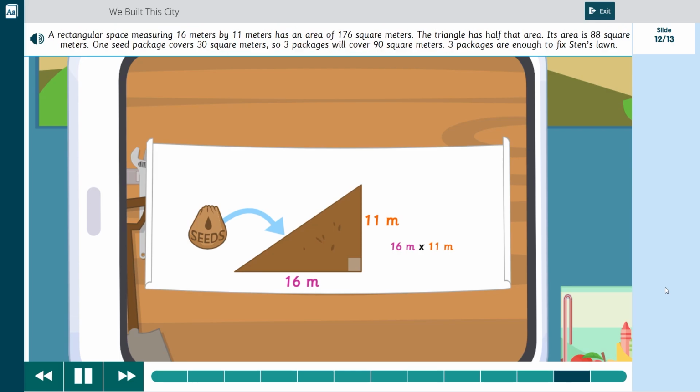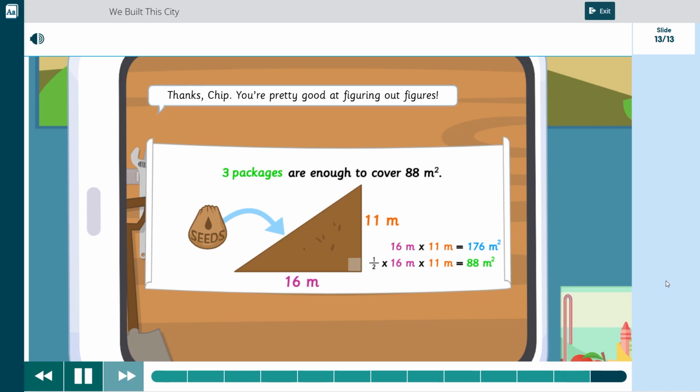A rectangular space measuring 16 meters by 11 meters has an area of 176 square meters. The triangle has half that area. Its area is 88 square meters. One seed package covers 30 square meters. So, 3 packages will cover 90 square meters. 3 packages are enough to fix Sten's lawn. Thanks, Chip. You're pretty good at figuring out figures.